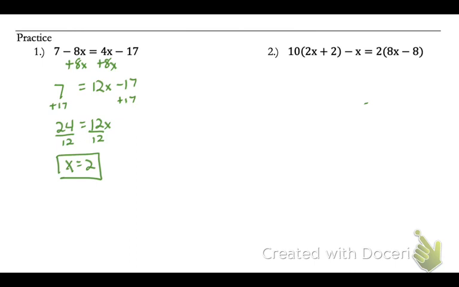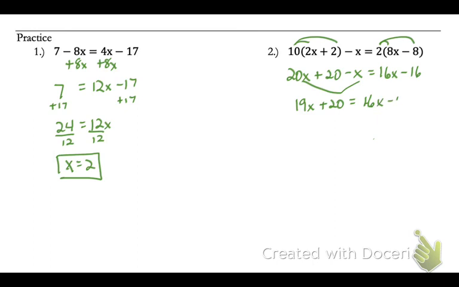All right, look at number 2 with me. Notice that we do have some parentheses, so let's start by distributing. 10 times 2x is 20x, 10 times 2 is 20, bring down my minus x, 2 times 8x is 16x minus 16. Now look at the left side of the equal sign. Notice that we can simplify a little. We can combine those like x terms. So 20 minus 1 is 19x plus 20 equals 16x minus 16.